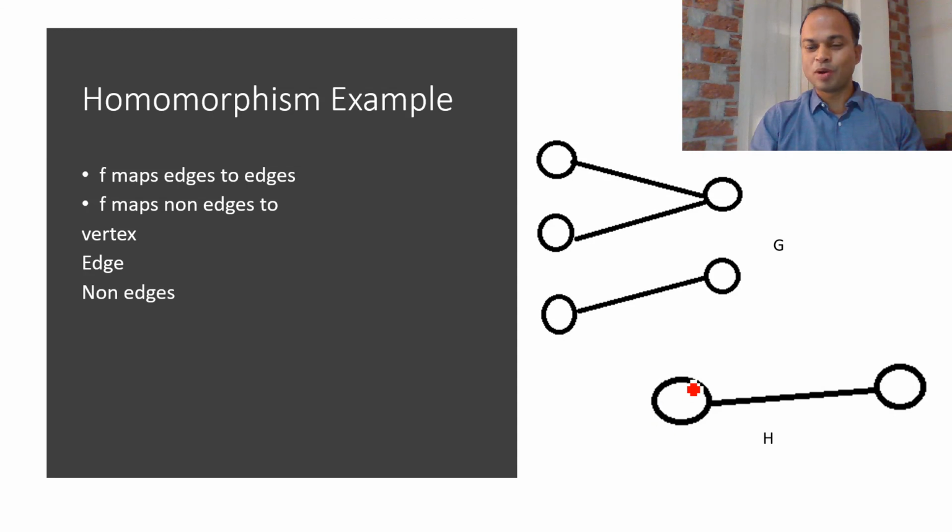If we talk about non-edges, here from this vertex to this vertex there is no edge. Further, if we are at this vertex and there is no other vertex at this level, then we reach the same vertex. So the non-edge is mapped to a vertex. Non-edges may map to either a vertex, an edge or non-edges. So here the non-edge is mapped to the same vertex. So we can conclude that these two graphs are homomorphic graphs. Thank you.